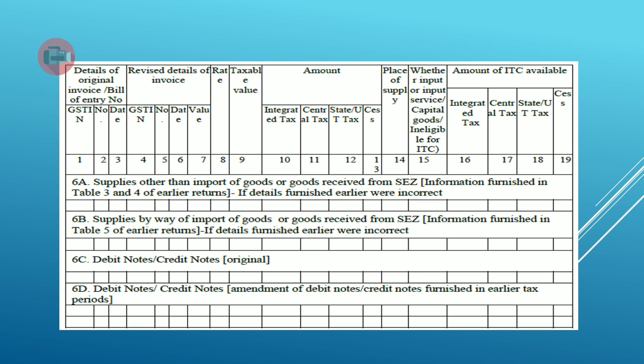This is 6A, 6B and 6C: debit note or credit note original, debit notes, credit notes amended, by the supplies of other than import of goods received from such information furnished in table 3. This is the format you can see.